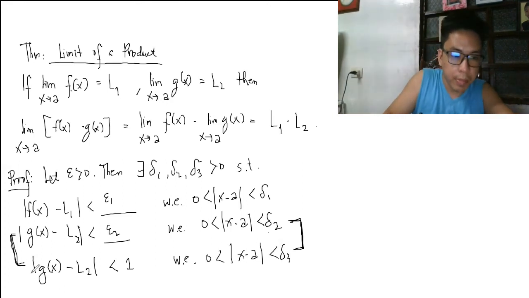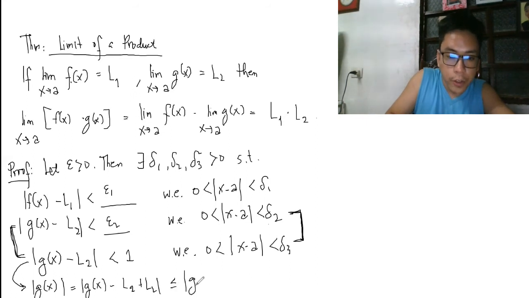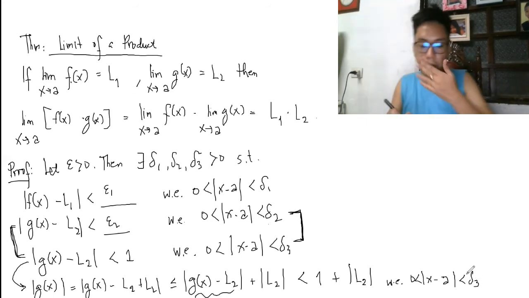The purpose of doing this is that this last inequality will imply that if you have g of x here, this is equivalent to g of x minus L2 plus L2. And by the triangle inequality, I would get the absolute value of g of x minus L2 plus the absolute value of L2. And remember, this is less than 1. So this is less than 1 plus the absolute value of L2, whenever 0 is less than the absolute value of x minus a, less than delta 3.